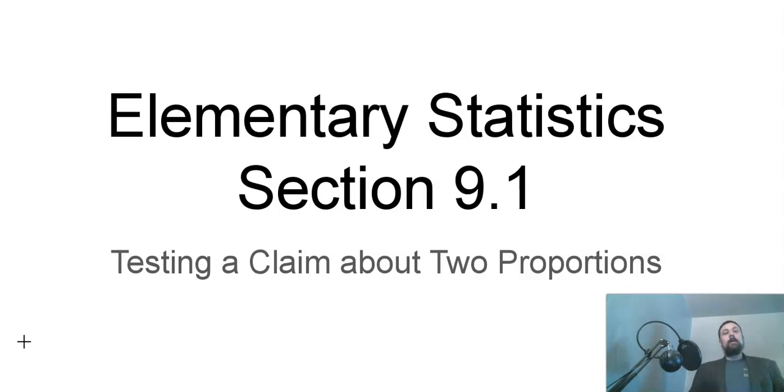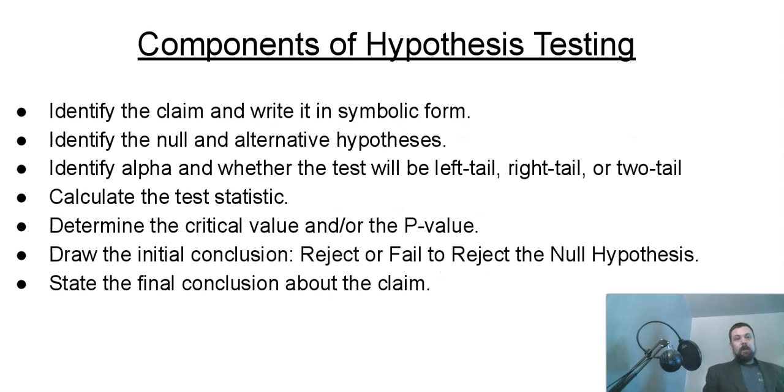In this video, we're going to take a look at section 9.1 on testing a claim about two proportions. To test a claim regarding two proportions, we will use the same process that we learned in chapter 8 for testing claims, which is hypothesis testing. So let's review the components of that process.